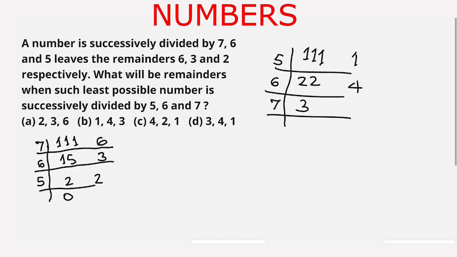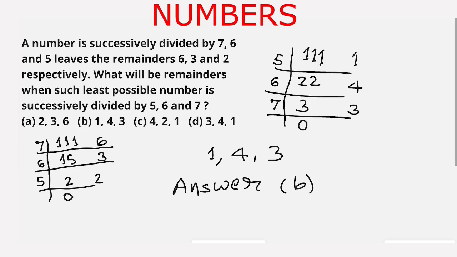Now the quotient 3 is divided by 7. It divides 0 times and the remainder is 3. Our successive remainders are 1, 4 and 3. And from the given options, our answer is option B, 1, 4 and 3. I hope you have understood the method of solving such type of questions. We go to the next question.